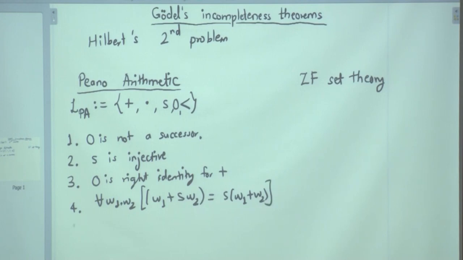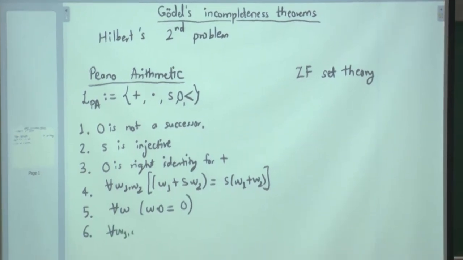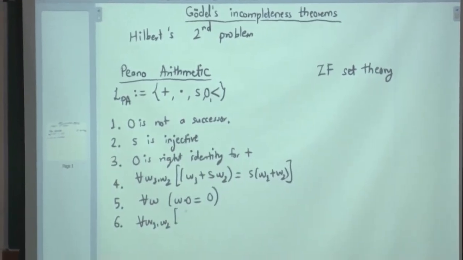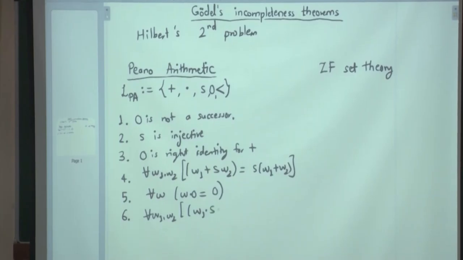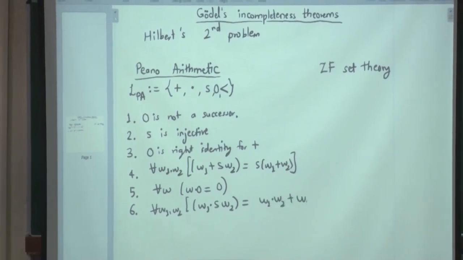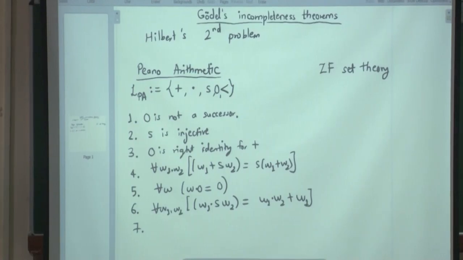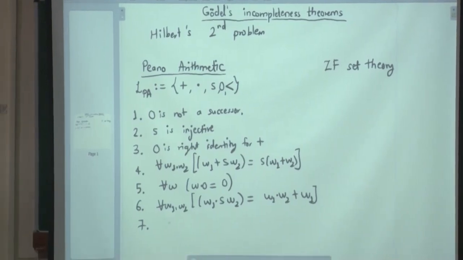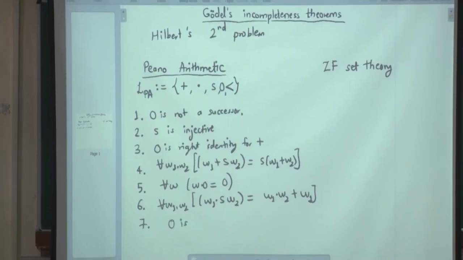Very good. Similarly, the fifth axiom says that 0 kills every single element with respect to multiplication. So for all W, W dot 0 is equal to 0. Then the sixth axiom says that for all W1, W2, W1 dot the successor of W2 is equal to W1 dot W2 plus W1. The seventh axiom says that 0 is the minimum with respect to less than.